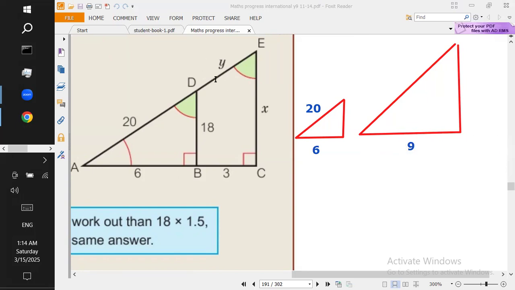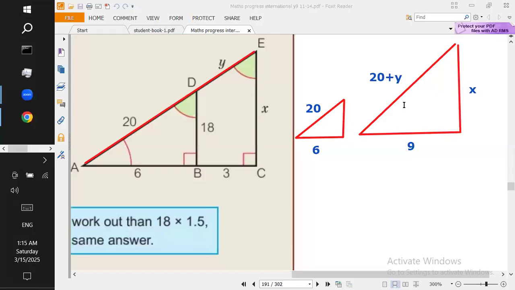And we are trying to find the y and the x. So let's call them x here, and the y here is a part of the 20. This means that the whole line here in this triangle is 20 plus y. This step is very important because y here is not the whole line, it's a part of the line, and the whole line is 20 plus y.